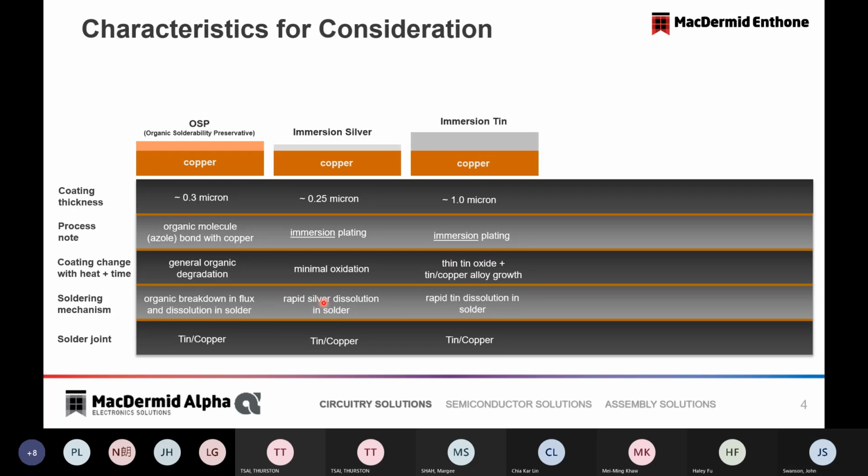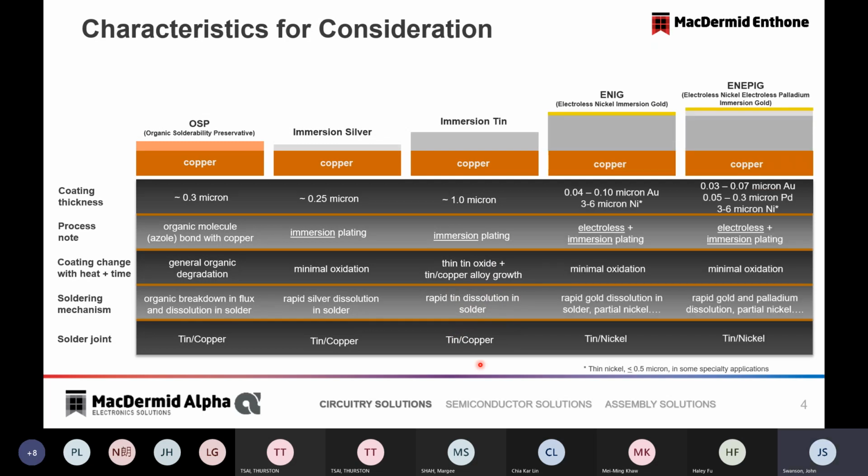Next coating we just briefly mentioned here is immersion tin, a little bit thicker, 1 micron. It's again immersion plating. We have a thin tin oxide and tin copper alloy growth over time. So when the immersion tin is exposed to heat, and if it sits in inventory in a hold period, there is a slow growth of alloy or intermetallic between the tin and copper that grows over time. We have tin dissolution in the solder, and we have a tin copper solder joint. And briefly, I'll mention ENIG and ENEPIG together because of their similarities.